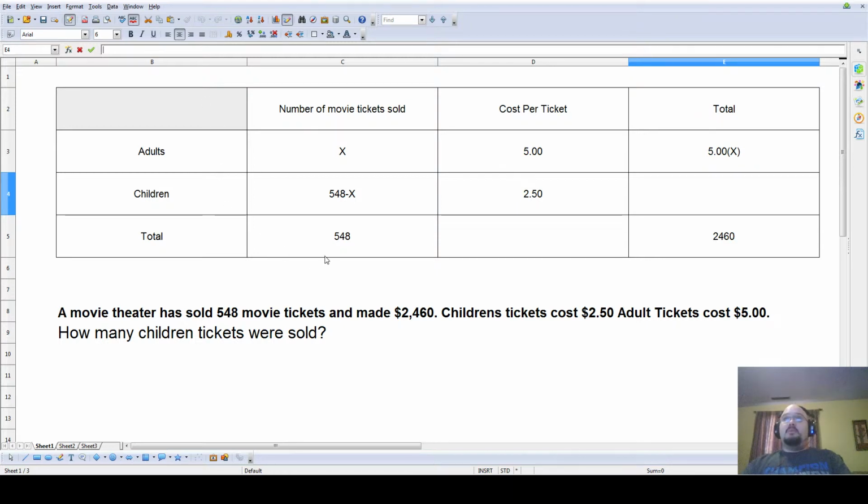So, the children, it's going to work the same way. We have a certain amount of children, right? It's the difference between the total number of tickets sold and the adults, and we are going to multiply it by $2.50. So I'm going to put $2.50, and I'm going to multiply it using my parentheses because that makes life so much better, and you'll see why in just a moment.